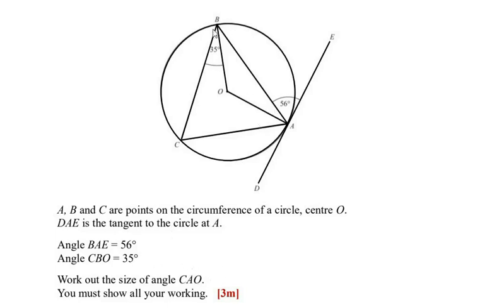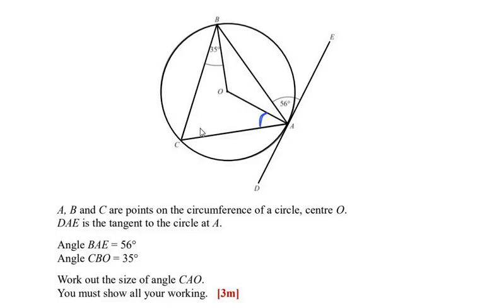So here we have been given a circle whose center is at point O. Now there is a tangent DAE that touches the circle at point A. Remember that the tangent touches the circle at only a single point. So in this case it is touching the circle at point A. A, B, C are the points on the circumference of the circle and the angles are being given to us. We need to find out this small angle, angle CAO.